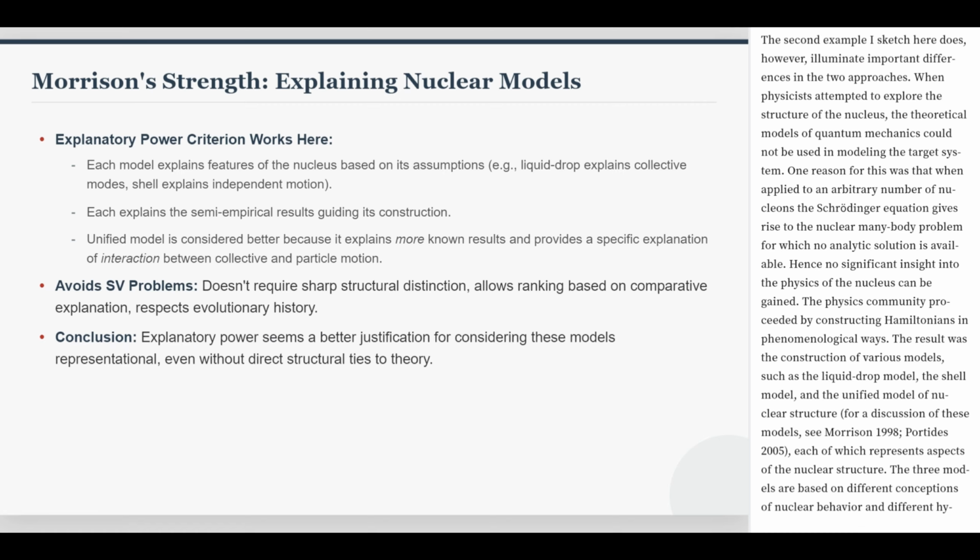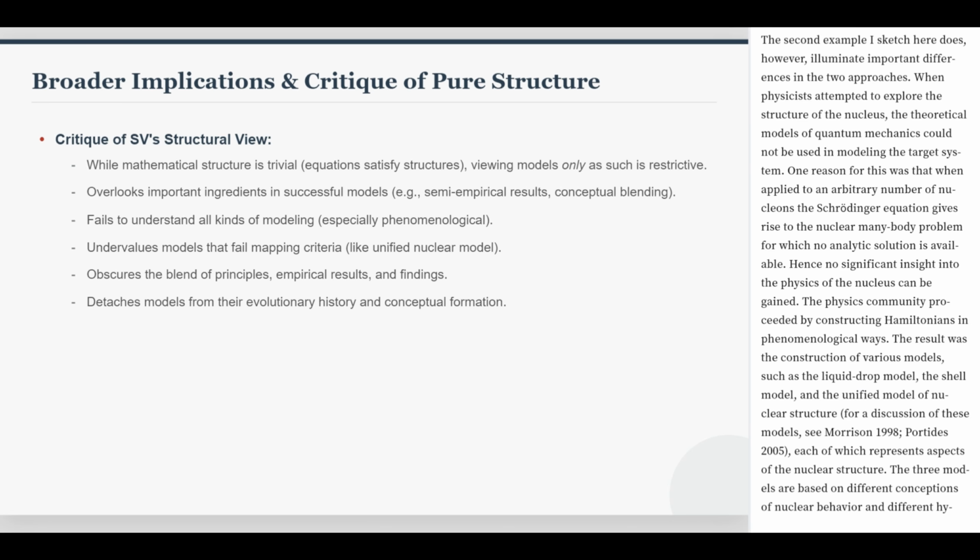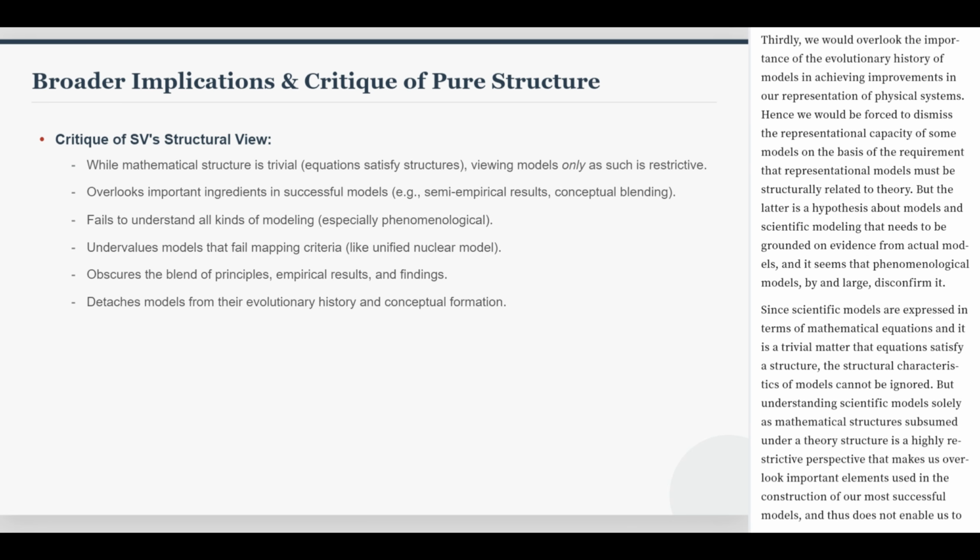When the unified model came along, it was considered superior because it explained even more known results, and crucially, provided a specific explanation for how collective motion and independent particle motion interact within the nucleus. Morrison's approach allows us to see these models as genuinely representational, even without a direct structural link to the foundational theory. It lets us compare their explanatory power and appreciate their historical development. It seems like a more robust way to understand the role of these phenomenological models. So, what's the takeaway from this comparison?